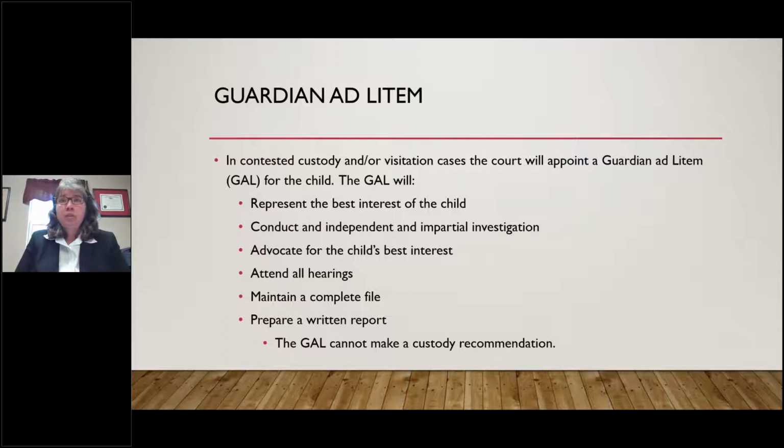What they'll do is talk to the child, talk to each of the parties, talk to witnesses, they might go to the child's school, they're going to pull records, they're going to attend all hearings, and eventually they're going to issue a written report that the court will read. Now, the guardian is not going to make a recommendation to the judge on who gets custody, but is just going to point out certain things that have happened. A lot of times the guardian's report can be very influential to the judge, but the judge can always disagree with the report and go in a different direction.